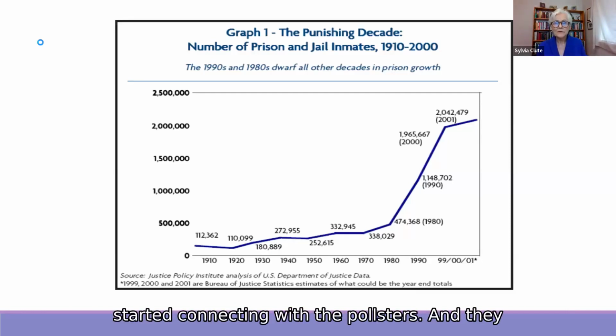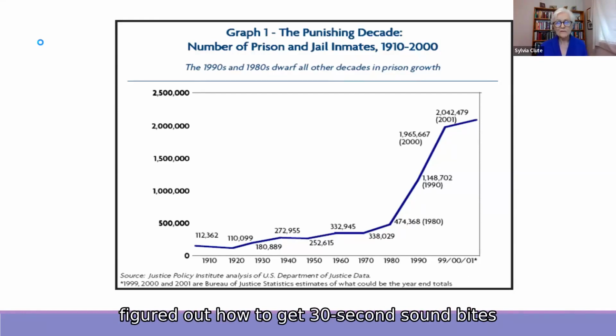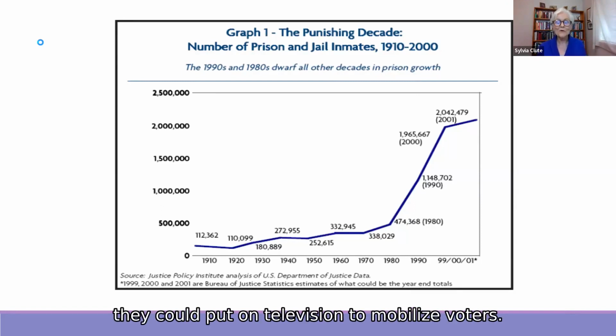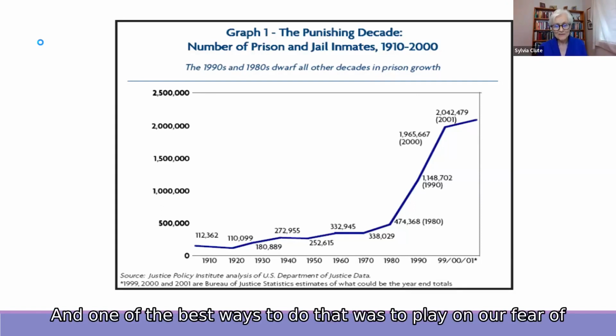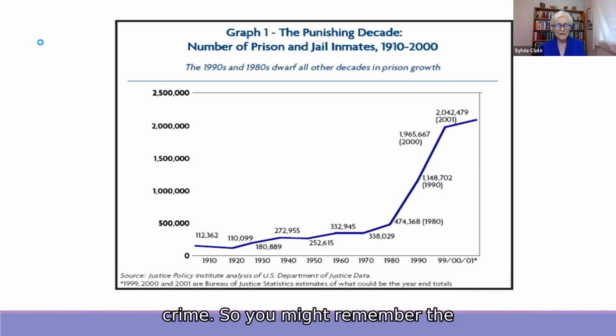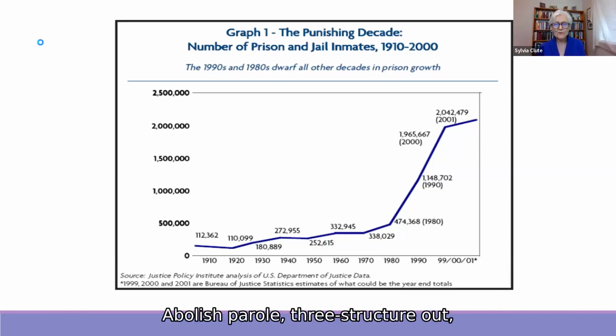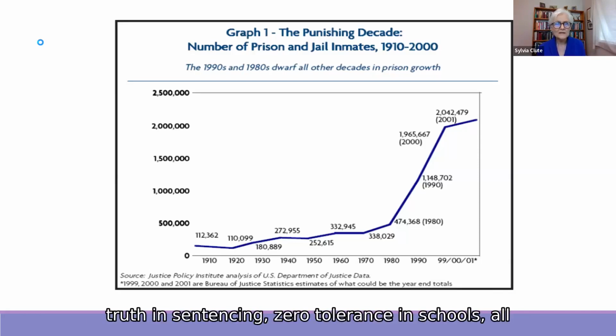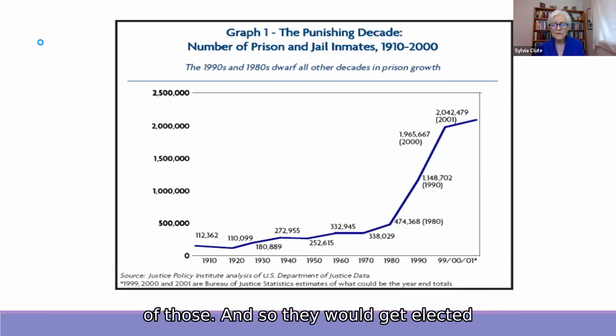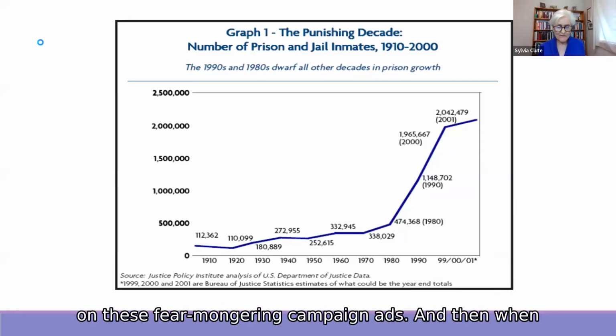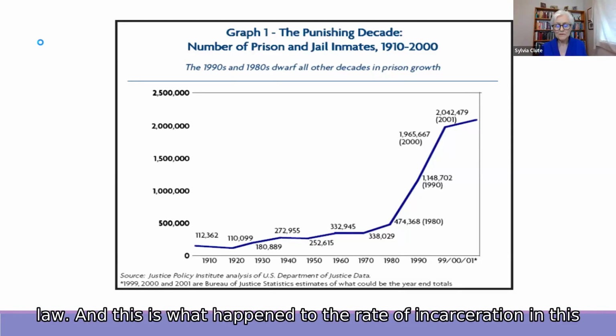the politicians started connecting with the pollsters, and they figured out how to get 30-second sound bites they could put on television to mobilize voters. And one of the best ways to do that was to play on our fear of crime. So you might remember the 30-second sound bites that we had, a whole list of them. Abolish parole, three strikes you're out, truth in sentencing, zero tolerance in schools, all of those. And so they would get elected on these fear-mongering campaign ads. And then when they were elected, they would put them into law.